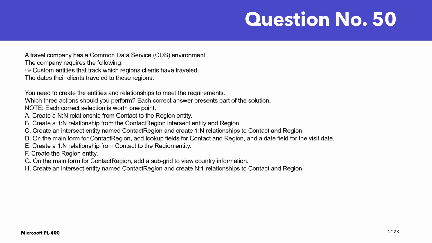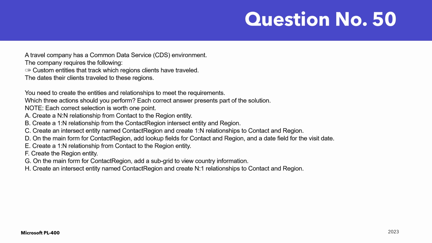A travel company has a Common Data Service, CDS, environment. The company requires the following: custom entities that track which regions clients have traveled, and the dates their clients traveled to these regions. You need to create the entities and relationships to meet the requirements. Which 3 actions should you perform? Each correct answer presents part of the solution. Note, each correct selection is worth 1 point.